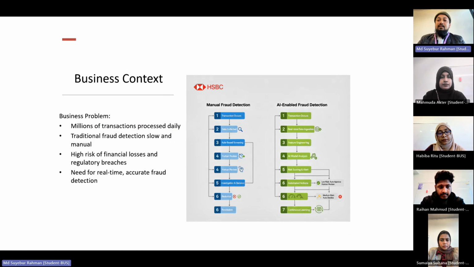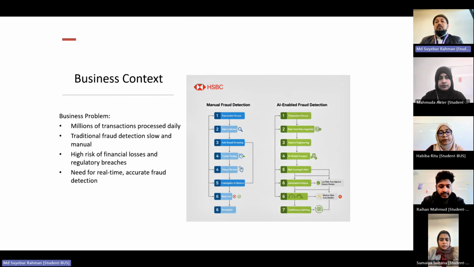Let's move on to the business context. To understand the solution, we first need to define the problem. If we look at the business context, HSBC being a global banking giant, processes millions of transactions every single day. The core issue they faced was that their traditional fraud detection methods were simply too slow. They were manual, reactive, and often overwhelmed by the volume of data.